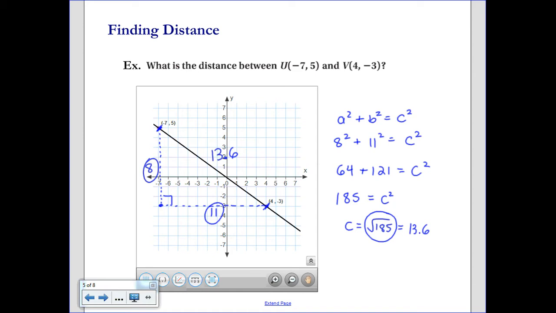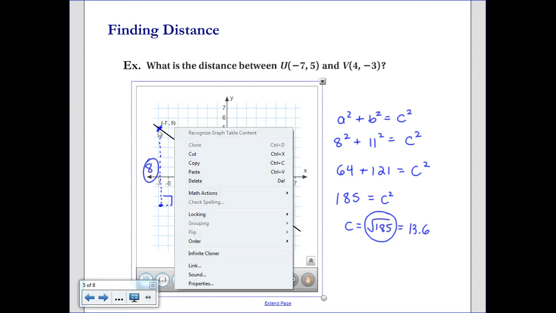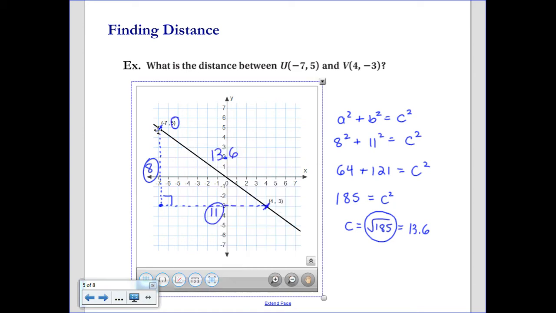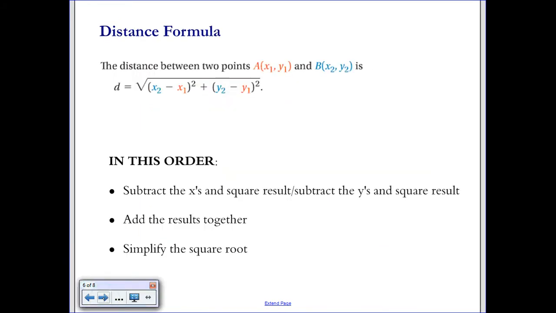So we think about where we got that 8 from. It was from the 2 y values, right? The 5 and the negative 3. And if you think about where we got the 11 from, it was from the 2 x values, the 7, the negative 7, and the 4. So the distance formula, which I'm going to change slides and show you here, incorporates the 2 y values being subtracted, the 2 x values being subtracted. That's where the 8 and the 11 came from.